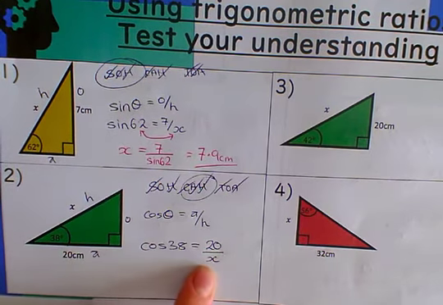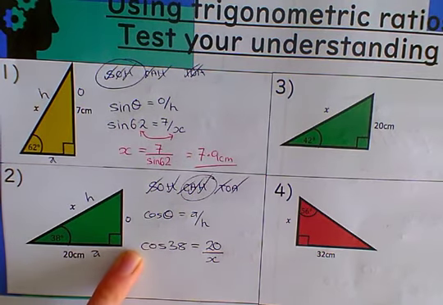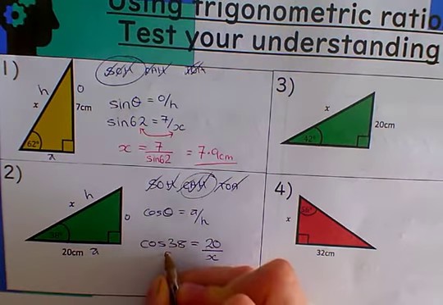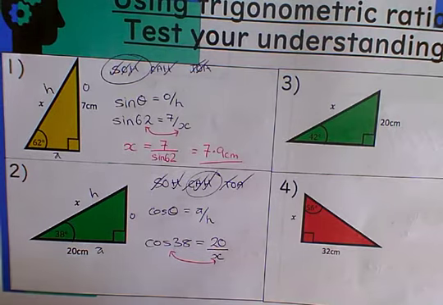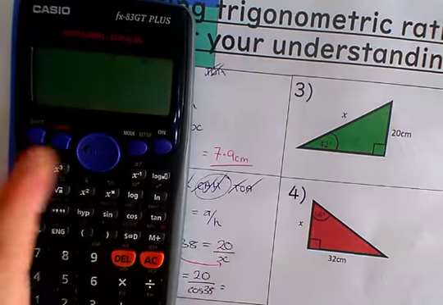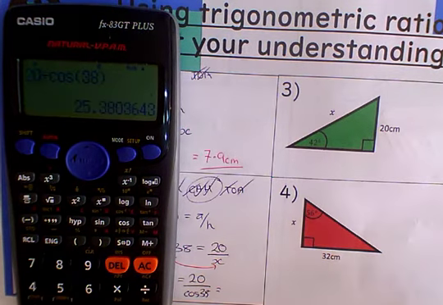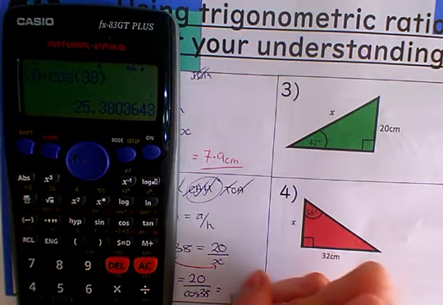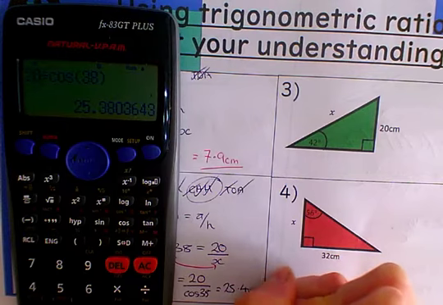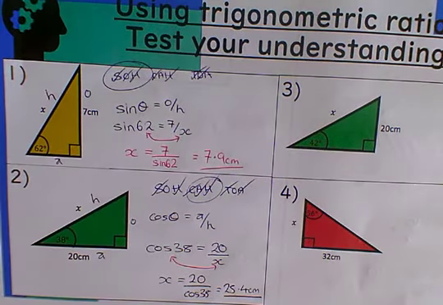And then again, to eliminate x from the denominator, times both sides by x. To isolate x, divide both sides by cos 38. And you end up with x is equal to 20 divided by cos 38, which gives you an answer of 25.4 centimetres, rounding to 1 decimal place.